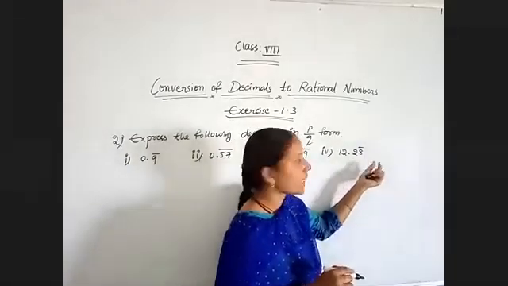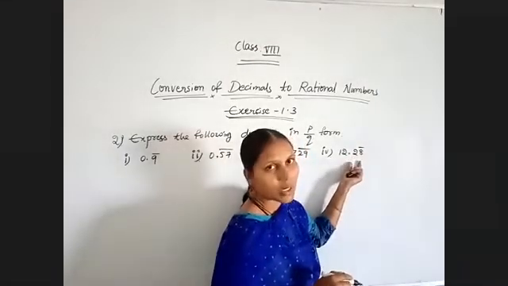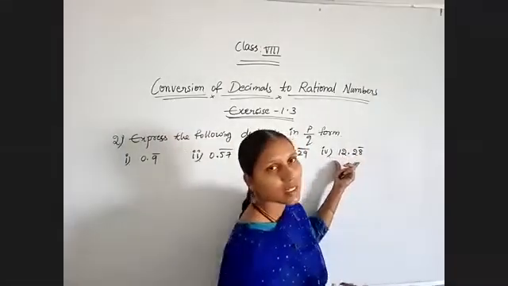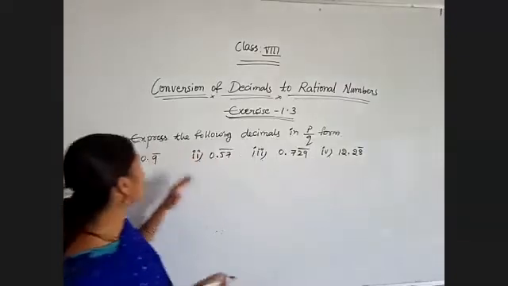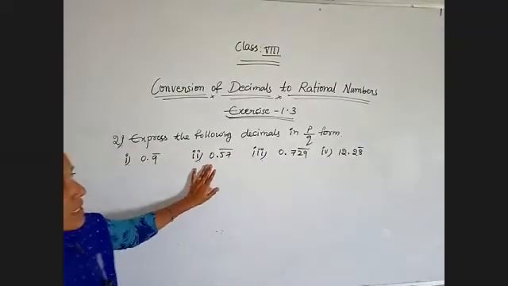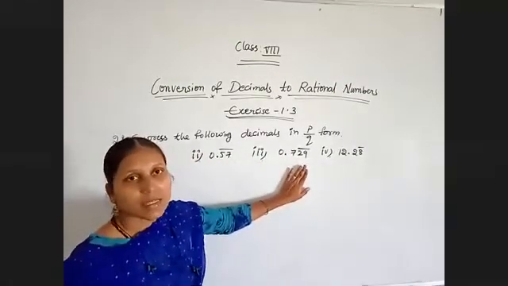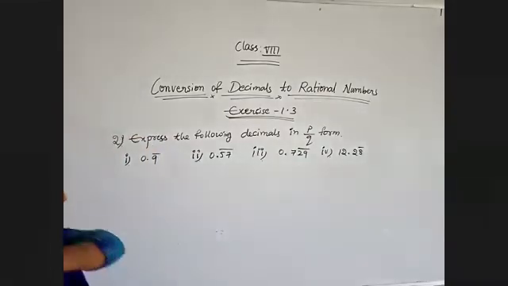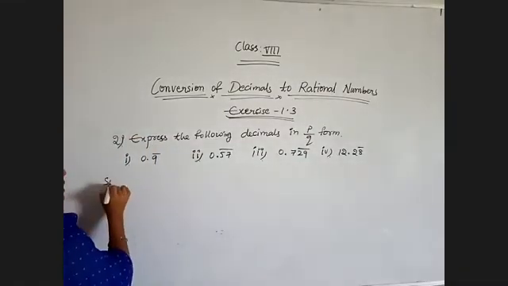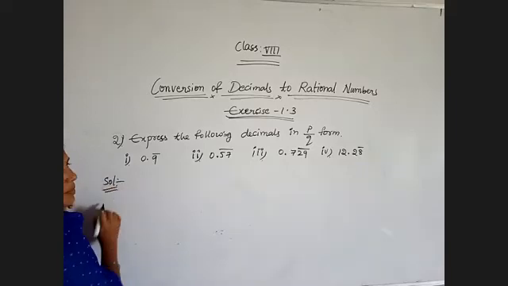In this 2 and 8, only 8 is repeated. 2 is not repeated. So it is also a mixed recurring decimal. So here, the first two are pure recurring decimals and the third and fourth are mixed recurring decimals. Now, how to convert the recurring decimals to p by q form.